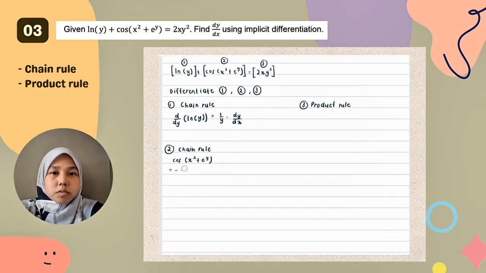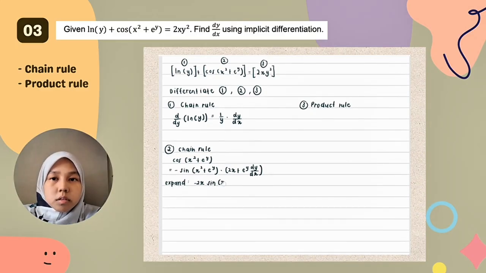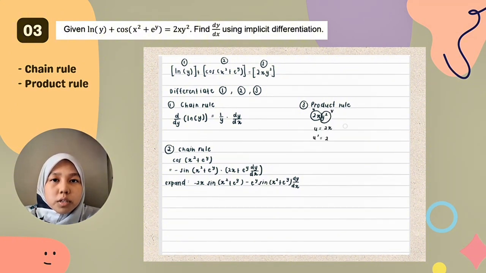The core rule of implicit differentiation is that every time we differentiate a term containing y with respect to x, we must multiply it by dy over dx by using the chain rule. To make this easy to follow, let's differentiate the equation term by term from left to right. Let's look at the first term, ln y. Here we apply the chain rule for logarithmic functions. The derivative of ln y with respect to y is 1 over y. Since we are differentiating with respect to x, we multiply it by dy over dx. So the derivative for this first term is 1 over y times dy over dx.